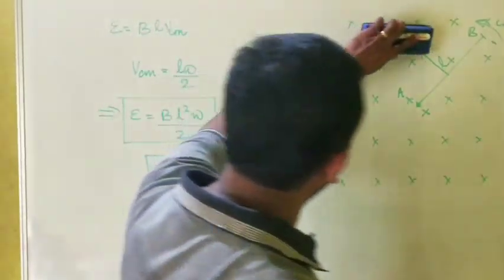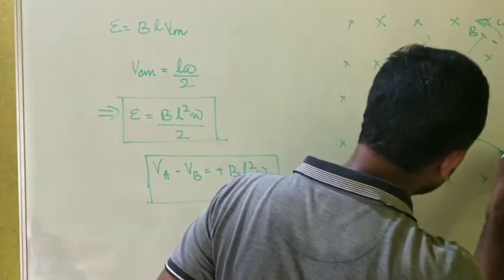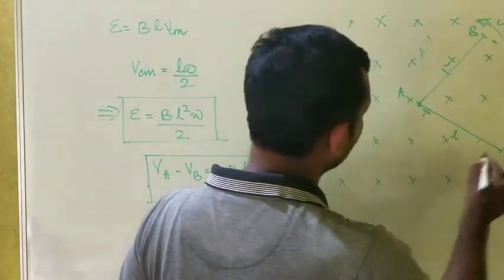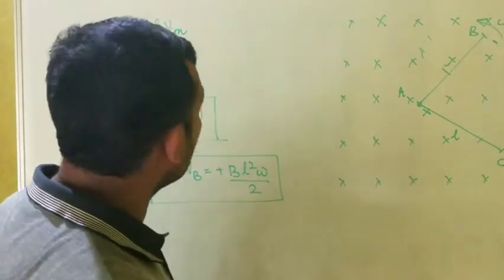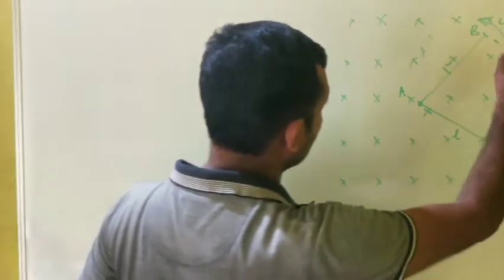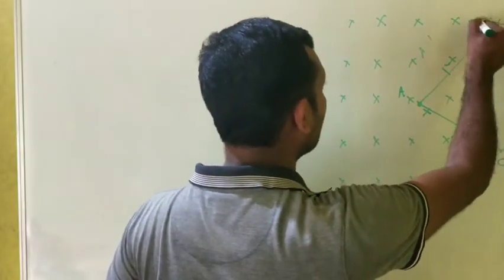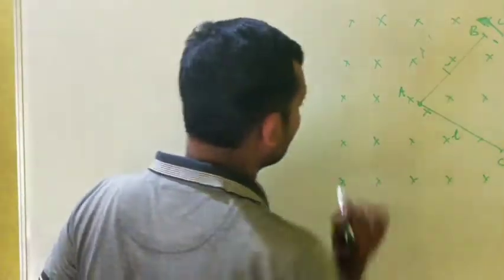Now let us consider another situation. This is one rod, and this is another rod, both of the same length L. This is C. The whole arrangement is a rigid arrangement, rotated with an angular speed omega. You are asked to find out VA minus VB and VA minus VC.